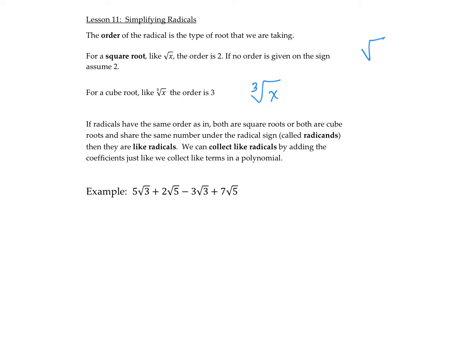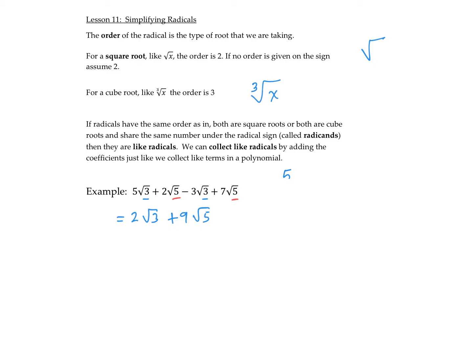So in this question, I see root 3 and root 3 are like terms, so I'm going to add the coefficients. So 5 minus 3 is 2, and that would be 2 root 3. And then likewise here I see this is root 5 and this is root 5. Those are like terms, so I'm going to add the coefficients. 2 plus 7 is 9, and then root 5.